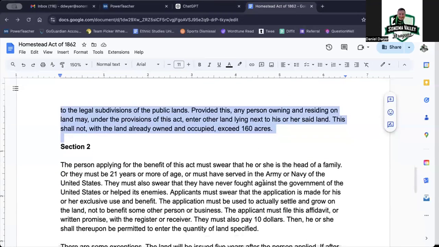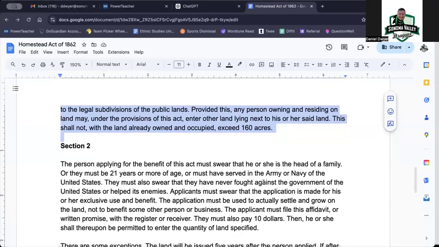Provided this, any person owning and residing on land may, under the provisions of this act, enter other land lying next to his or her said land. This shall not, with the land already owned and occupied, exceed 160 acres.